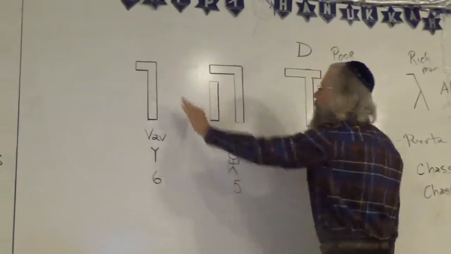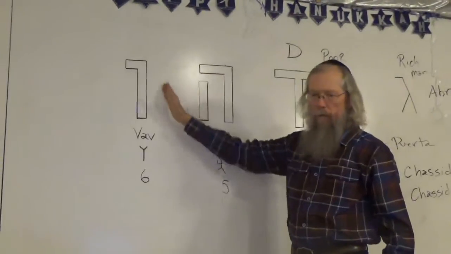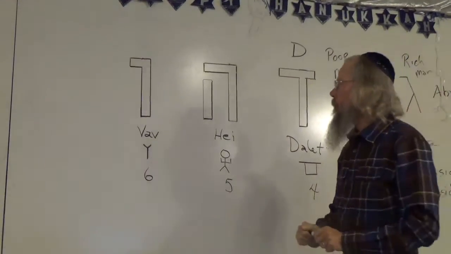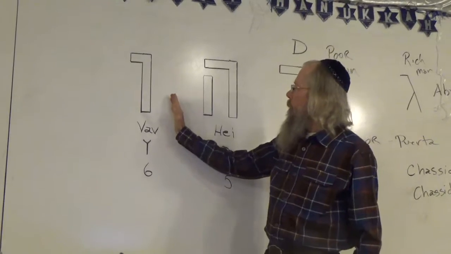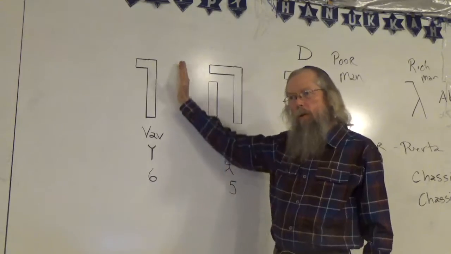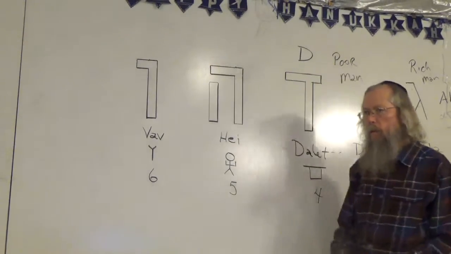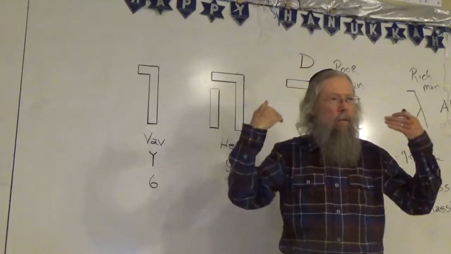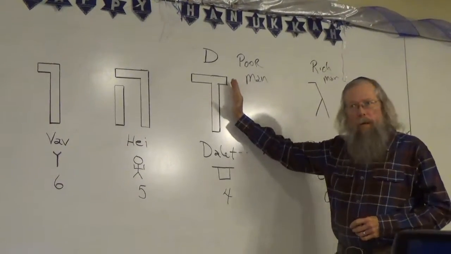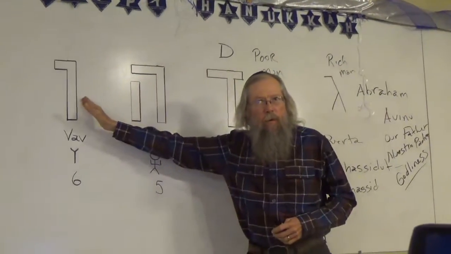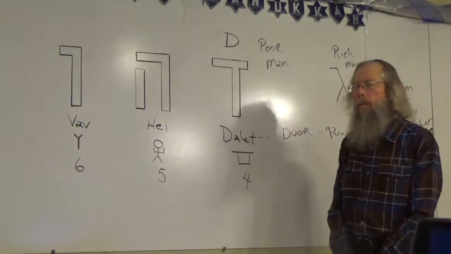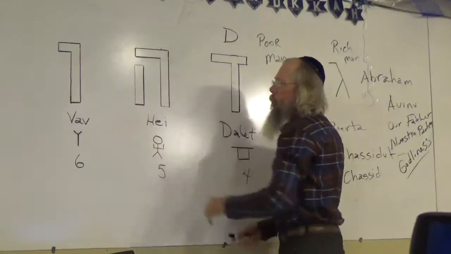Here's the Vav. This is the Vav. Everyone say Vav. Nota que la letra Vav es derecho. It's standing straight. Dalet is the Vav, but he's bowed over. Dalet is the Vav. What is a Vav?